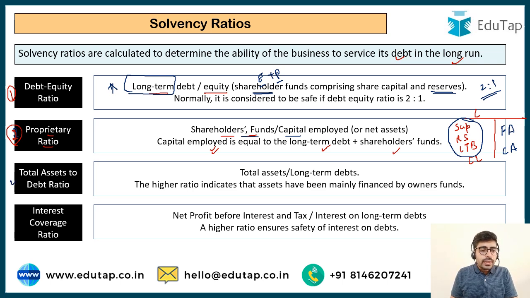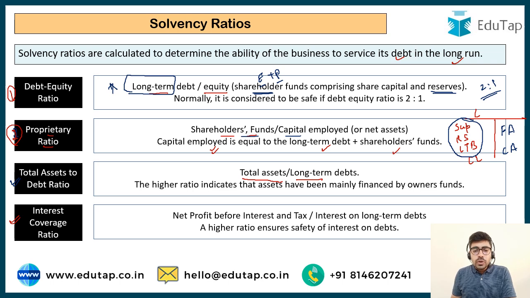Then is total asset to debt ratio. Now the name itself makes it clear. We are going to have in the numerator total assets, and in the denominator we are going to have long-term debts. So this would let us know how much of the total assets have been financed by debts. Then is interest coverage ratio. Now this interest coverage ratio is a very interesting ratio. This is mainly relevant for the people who have given loans to the company and they need interest from the company.